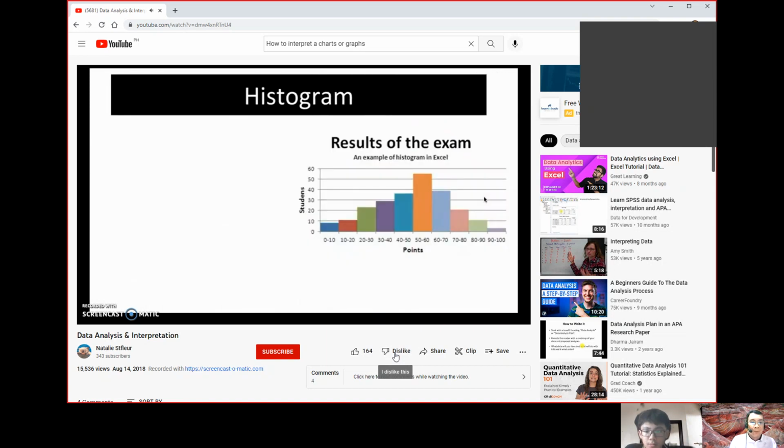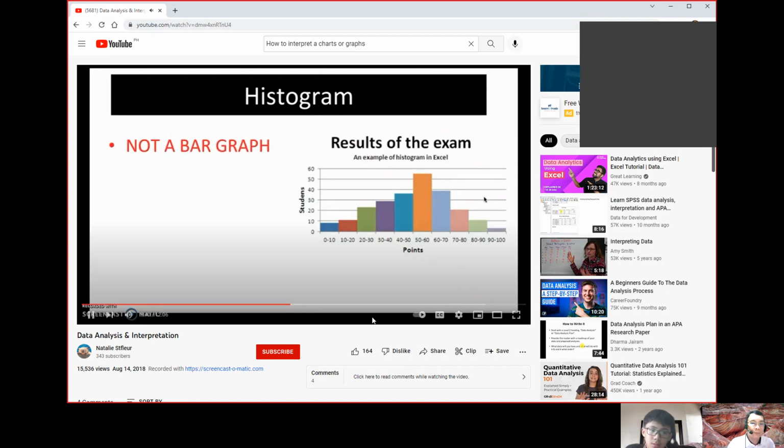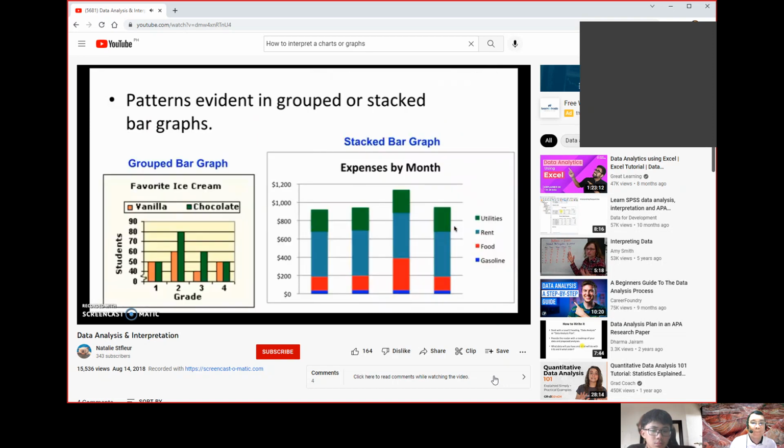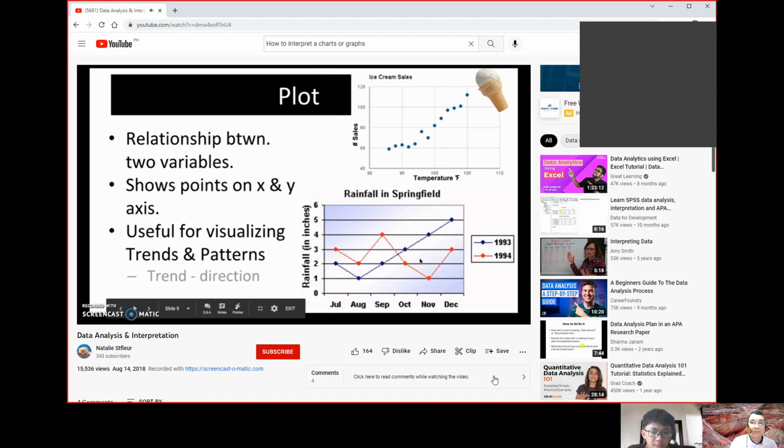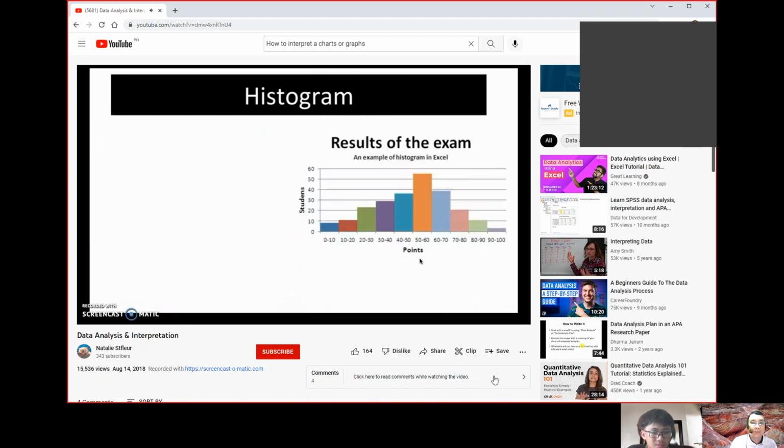The last type of representation is a histogram. I want to be clear, this is not a bar graph, although it looks like a bar graph. One quick way to tell that it's not a bar graph is that there are no spaces between the bars. If you look at a bar graph, there are spaces between the bars. Histograms do not have that feature.